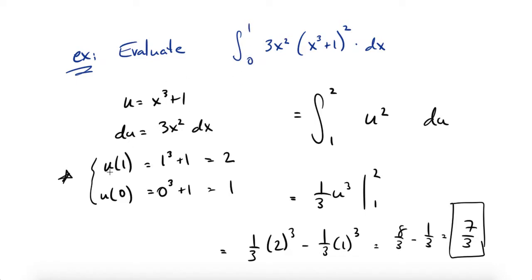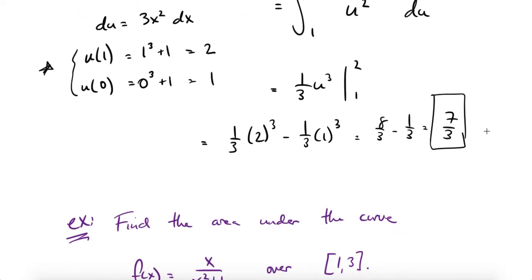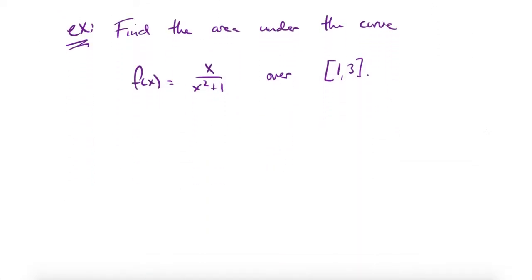Okay, so this is what's new in this video so far: if you've got upper and lower limits, don't forget to change them to the new variable as well. Okay, so now let's look at another one that's a definite integral, so we can see what happens, but also something that involves just a little bit of trickery compared to some of the straightforward ones we did in our first video.